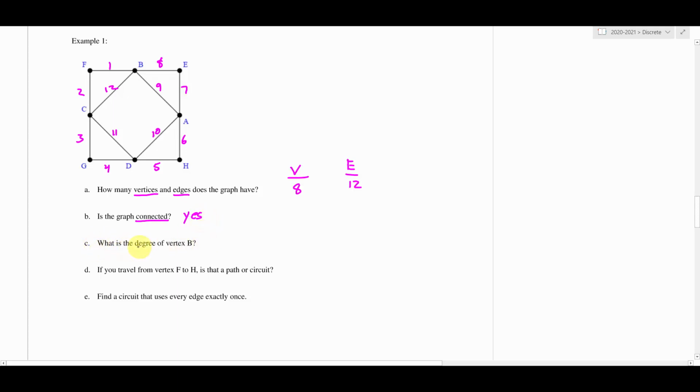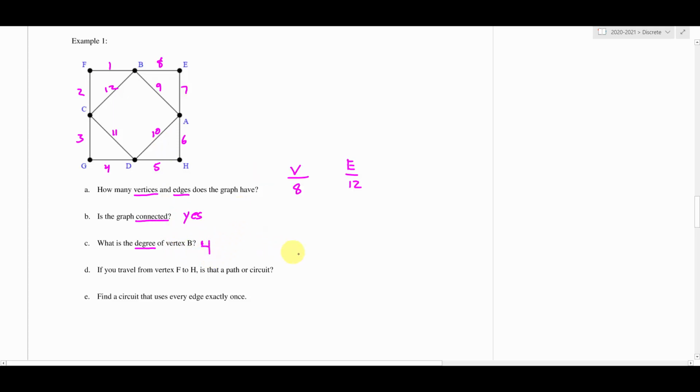All right, now in part C it says, what is the degree of vertex B? All right, so the degree tells us the number of edges that are connected to a vertex, right? So when I come up here to vertex B, I can see there are 1, 2, 3, 4 edges that go into vertex B. So its degree is 4.